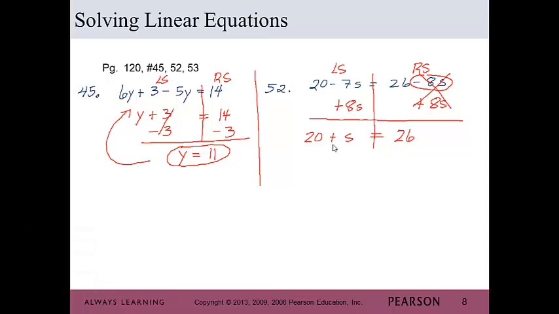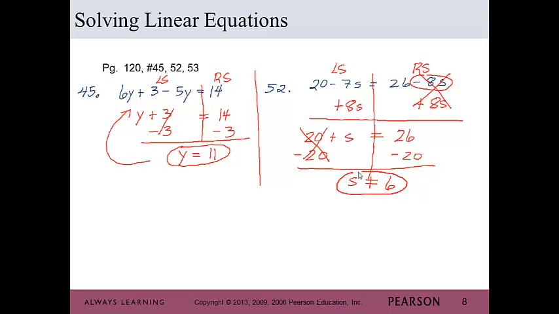So we have 20 plus s equals 26. Now we have to isolate s, so we need to move the 20 to the right side. It's a positive 20, so remember, how do you move something that's positive? We'll just subtract it. Subtract on the left side, subtract on the right side. It cancels out on the left side, leaving you with s equals, and then 26 minus 20 is 6.